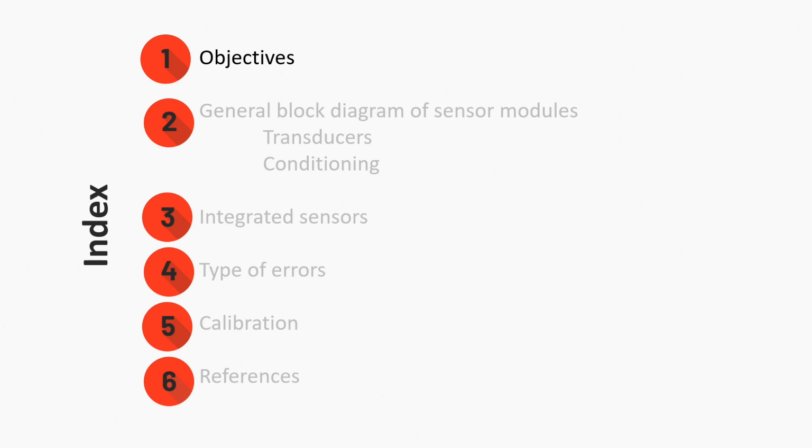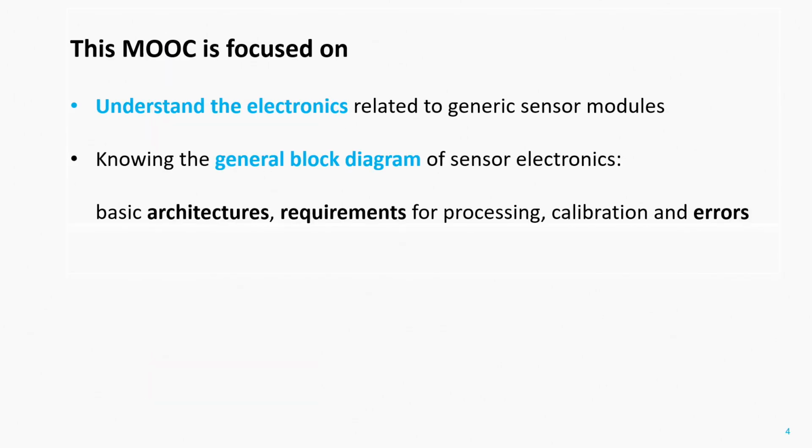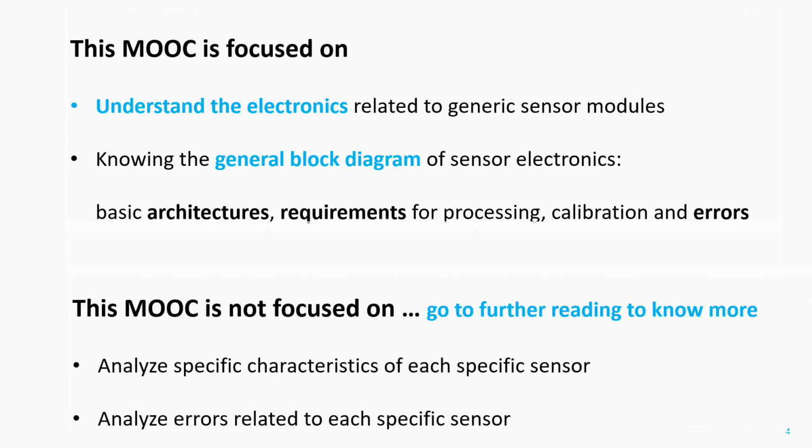Let's start with the introduction. Starting with the objectives of the MOOC, we have to tell that it is focused on the understanding of electronics related to generic sensorial modules. The general block diagram of the sensor electronics is based on architecture requirements, calibration, and errors. So all of them will be analyzed. Thus, the MOOC is not focused on analyzing specific characteristics of a sensor and analyzing errors related to it. For that, I recommend you to go to the further reading in order to know more.